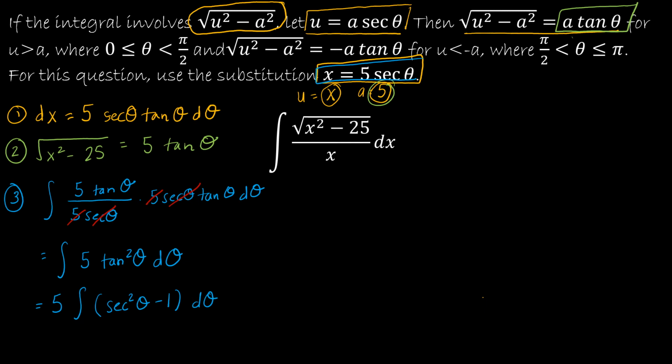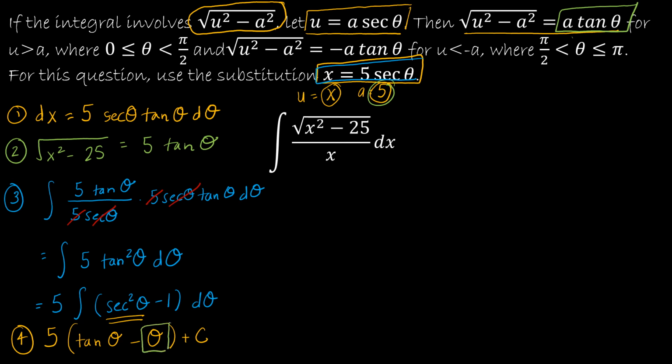So why did I do that? Because now I can actually integrate, which is step 4. I'm going to leave my 5 on the outside. If I integrate secant squared theta, hopefully you know that the antiderivative is tangent of theta. And then if I integrate 1 d theta, it gives me theta plus c. So this is not ideal. And this is something that we did not have to deal with in our last question. On our last question, we didn't end up with a theta.